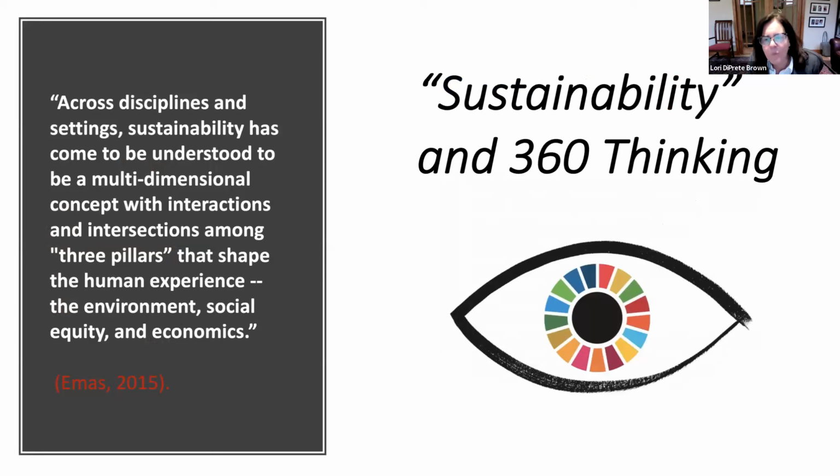And so over time, and really after that initial definition, when we thought about sustainability as being mostly about the environment and resources, sustainability has come to be understood as this multidimensional concept with interactions and intersections among three pillars that shape the human experience. And those three pillars are the environment, social equity, and prosperity or economics. Those are the three things that really can shape the human experience.